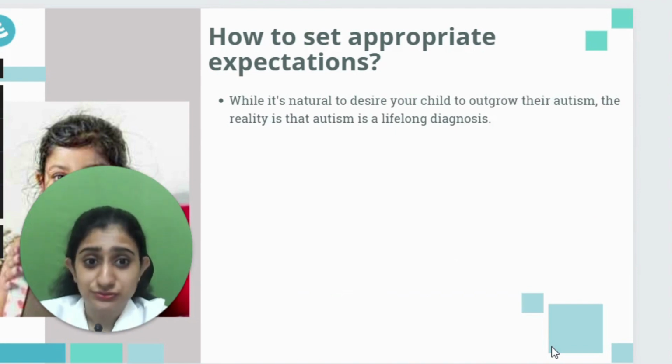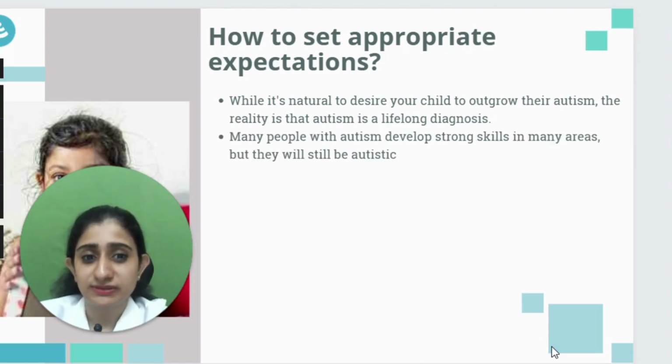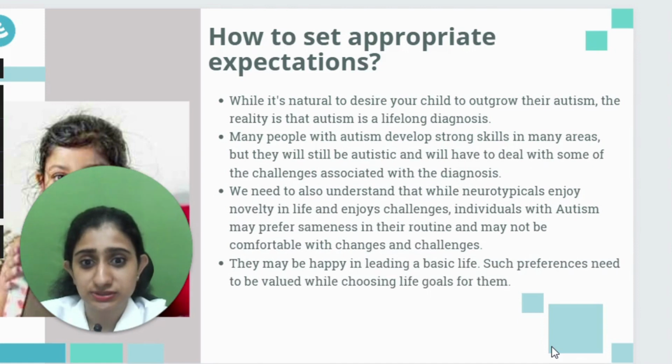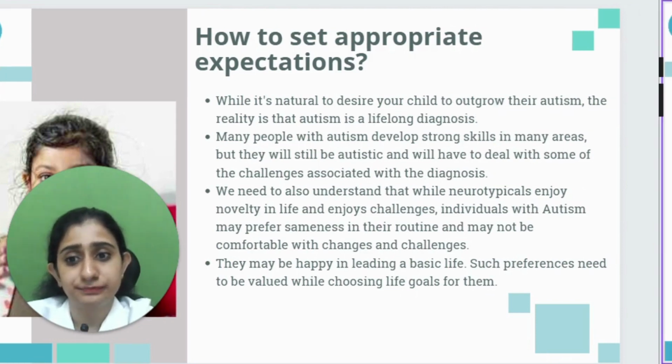While it's natural to desire your child to outgrow their autism, the reality is that autism is a lifelong diagnosis. It is a part of them. Many people with autism develop strong skills in many areas, but they will still be autistic. We need to also understand that while neurotypicals enjoy novelty in life and enjoy challenges, individuals with autism may prefer sameness in their routines and may not be comfortable with changes and challenges. So they may be happy leading a basic life. Such preferences need to be valued while choosing life goals for them.